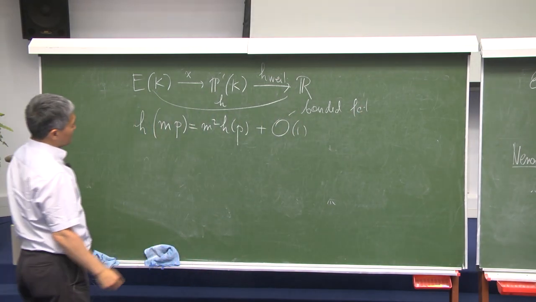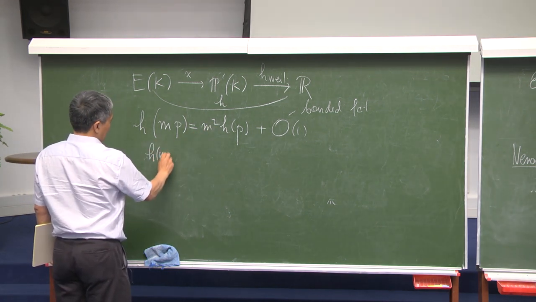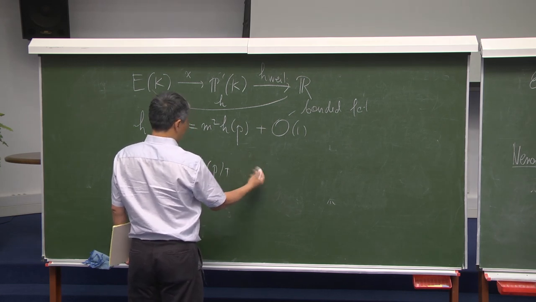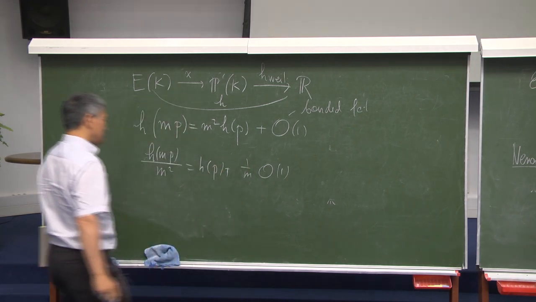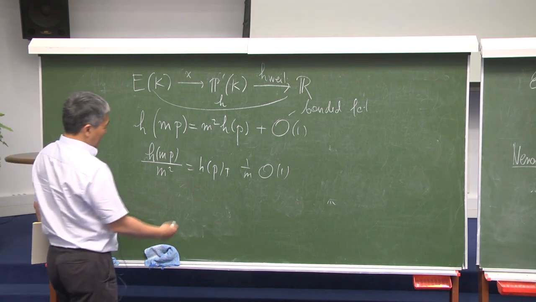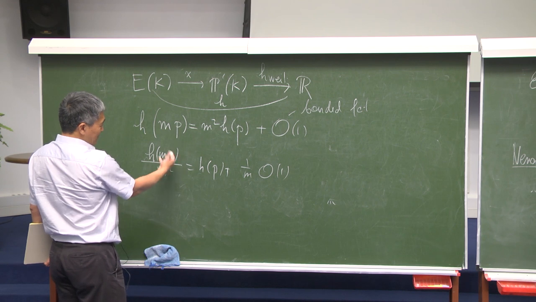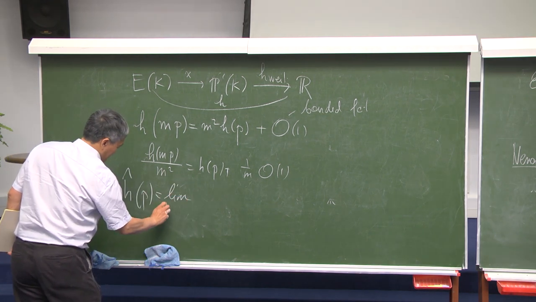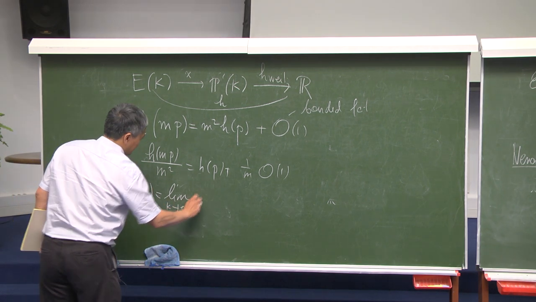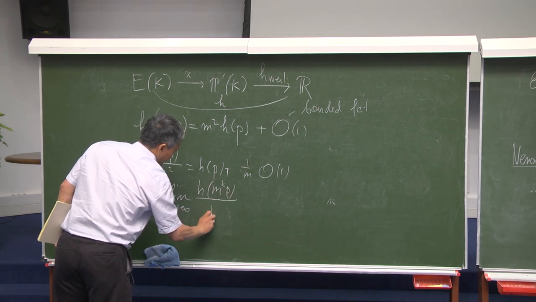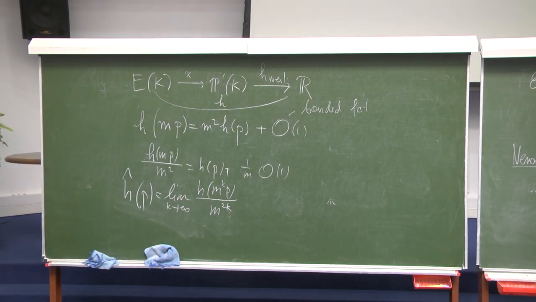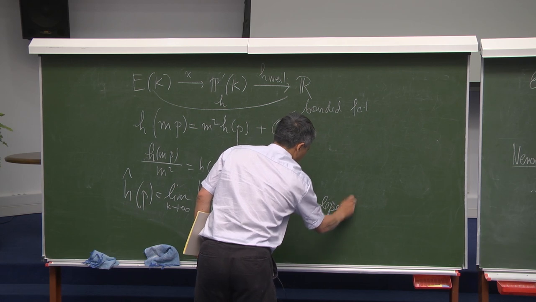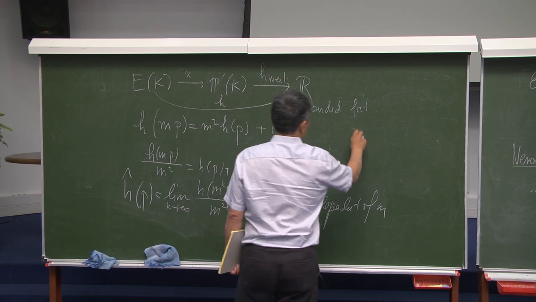If you divide both sides by m squared, you get h(mP)/m^2 equals h(P) plus O(1)/m^2. Of course, this means that if you take the powers of m, a lot of them, this thing could be convergent. So you define the canonical height to be the limit as k goes to infinity of h(m^k P) divided by m^(2k). This is convergent, and independent of m, where of course m is bigger than 1.